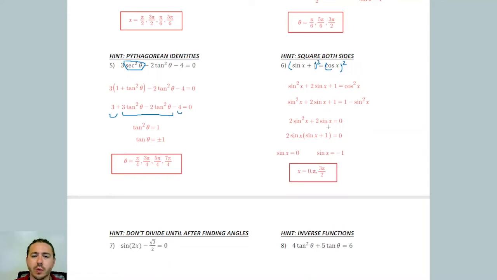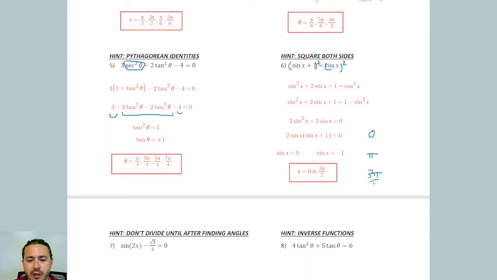But when you square both sides, it can happen. So anytime you square both sides, you have to make sure to go back and check your work. So I'm just going to plug this in. We'll do one for 0, we'll do one for pi, and we'll do one for 3 pi over 2.